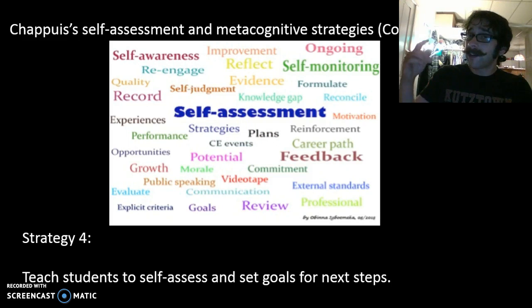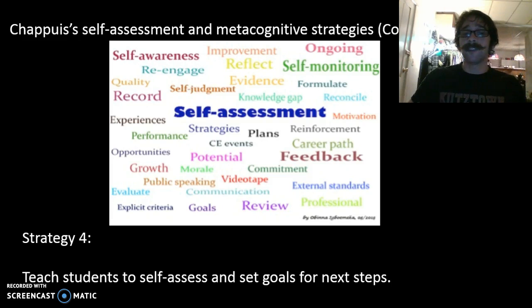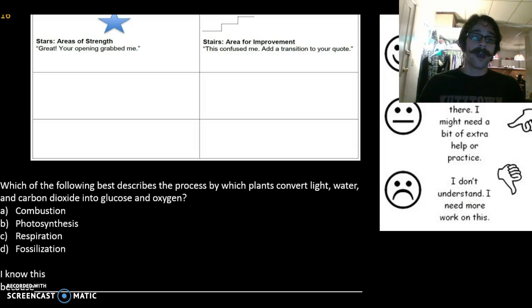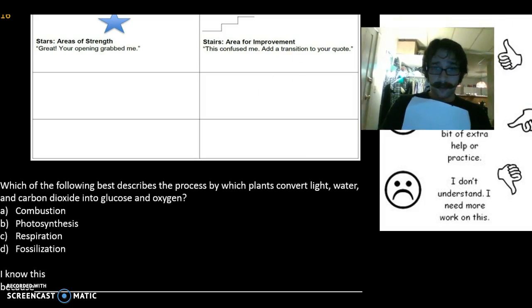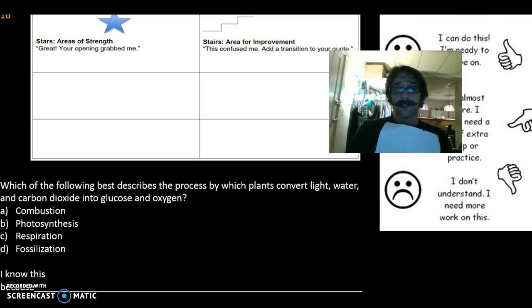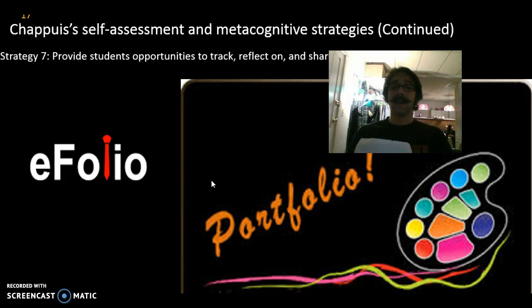Chopuis's self-assessment and metacognitive strategies also include teaching students to self-assess. Strategy 4 is self-assessment and setting goals for next step. This covers where am I going, how do I get better. A couple examples of self-assessment strategies include the stars and stairs, which allows them to assess their areas of strength and their areas of improvement. You can also use faces and thumbs up, thumbs down, that kind of stuff, for them to assess themselves as they're working on something or as you're lecturing.